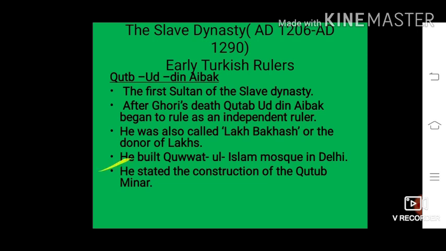Now what did he build? He built the Quwat-ul-Islam Mosque, and he started the construction of Qutub Minar. Students, it is important to know that it was not Qutbuddin Aibak who completed this construction. The construction of Qutub Minar was started by Qutbuddin Aibak, but it was completed by his son-in-law, Damad, Iltutmish.